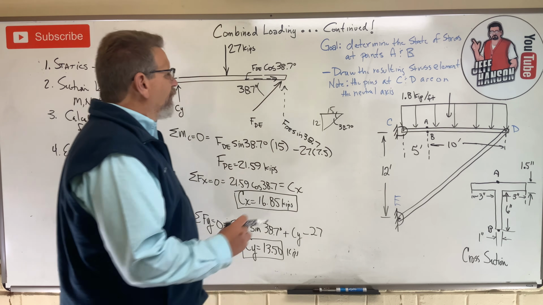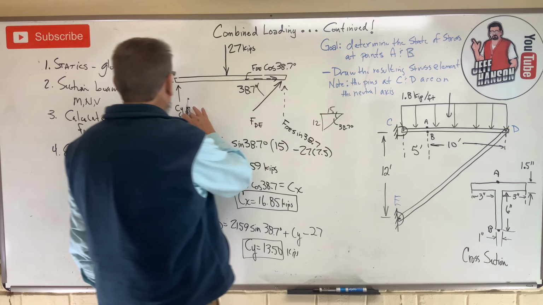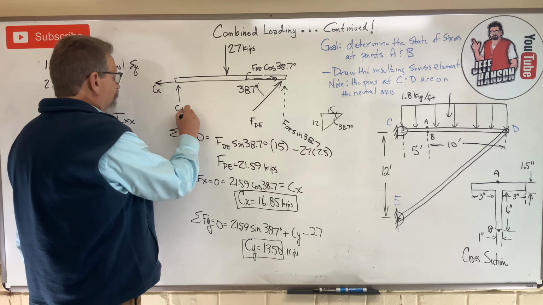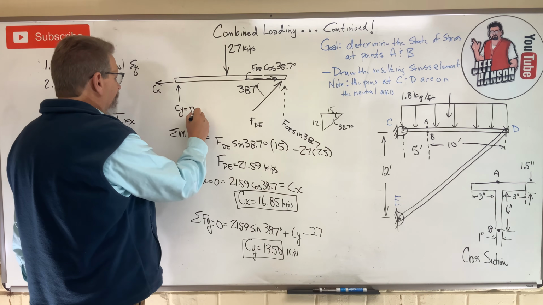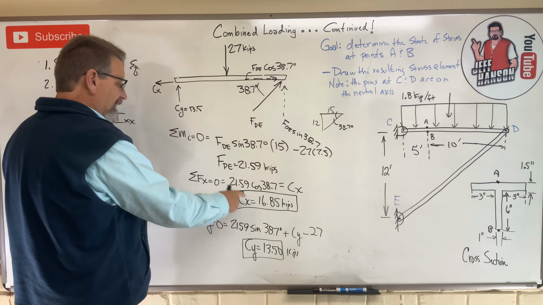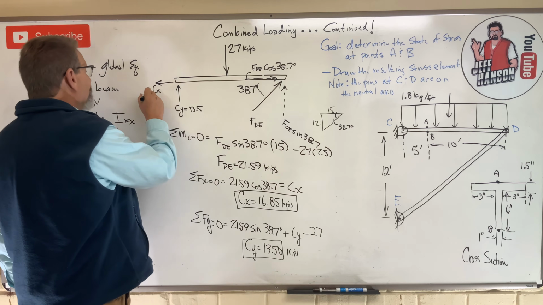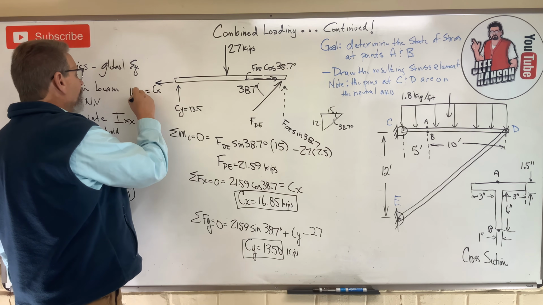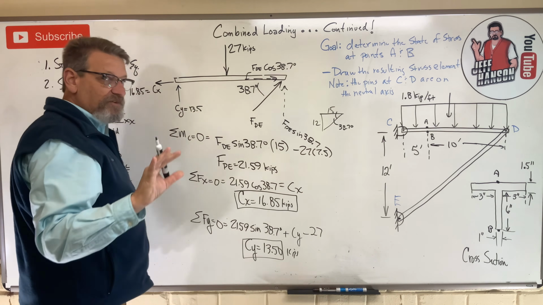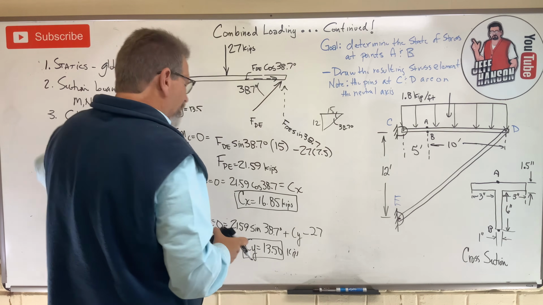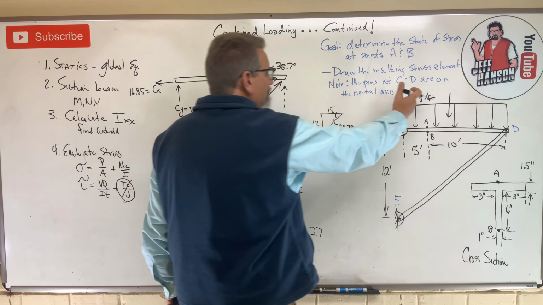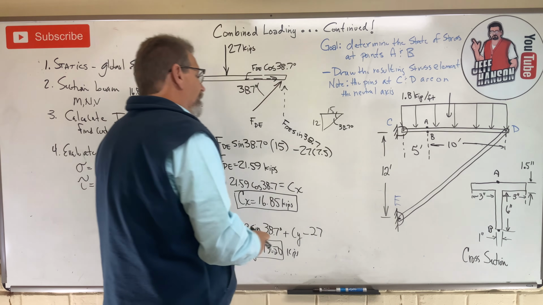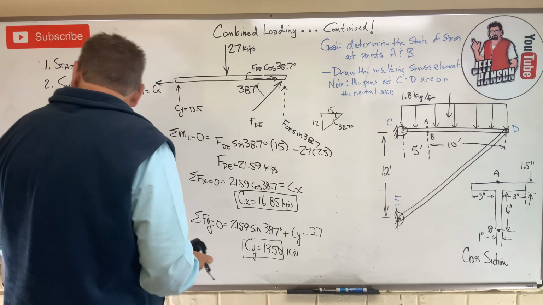Okay? So over here, we know these two guys. CY is 13.5 and CX is 16.85. Okay, are you with me so far? That was step one, right? Step two, let's chop the beam in half. Wha-cha! And let's redraw that, okay?